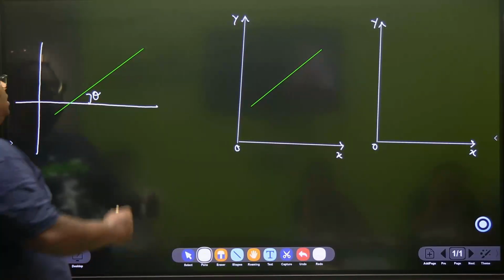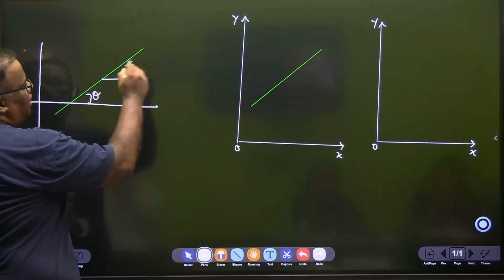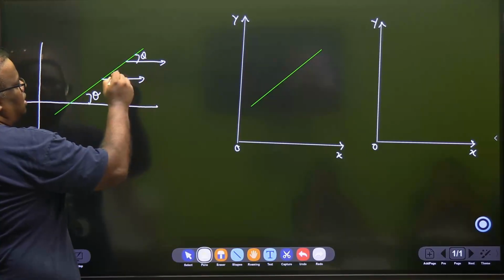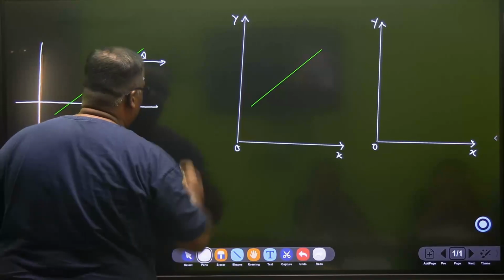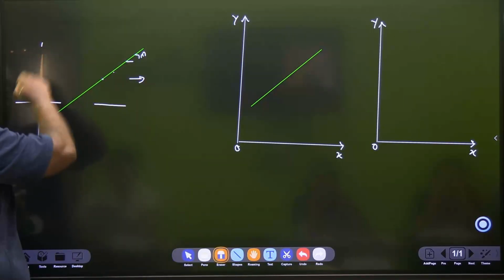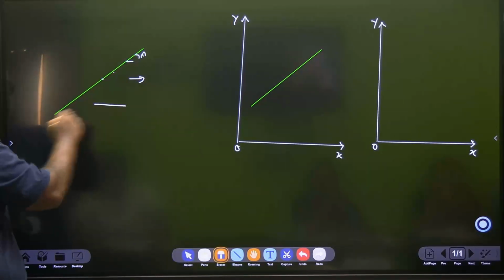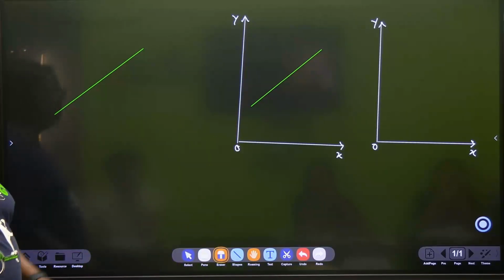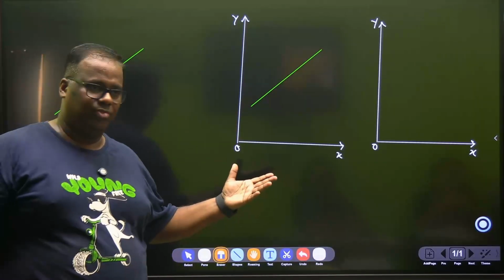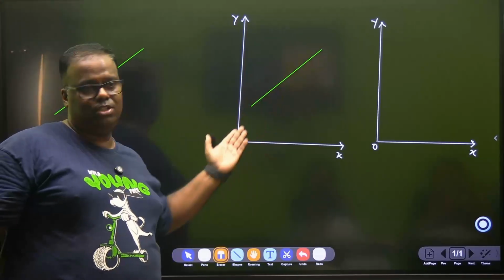How to see? Make the positive direction of x-axis anywhere. You find that these angles are all theta because they are all corresponding angles. So a line always has a constant slope. Is this understood or not? So if I ask you, calculate the slope of the line that I have drawn here, you can calculate this slope anywhere. Agreed? Because slope is always constant.